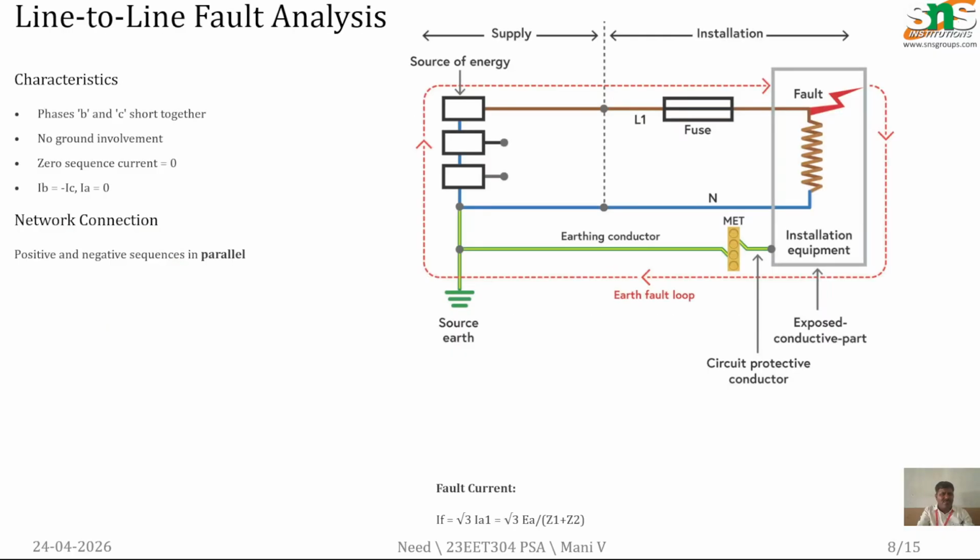For line to line fault analysis, the characteristic is that any two phases are shorted together. Here we can take B phase and C phase shorted together, with no ground involved, and the zero sequence current is 0. Therefore IB plus IC is equal to 0, or IB is equal to minus IC. Here the positive and negative sequence networks are connected in parallel. The formula to determine the fault current is equal to √3 times IA1.